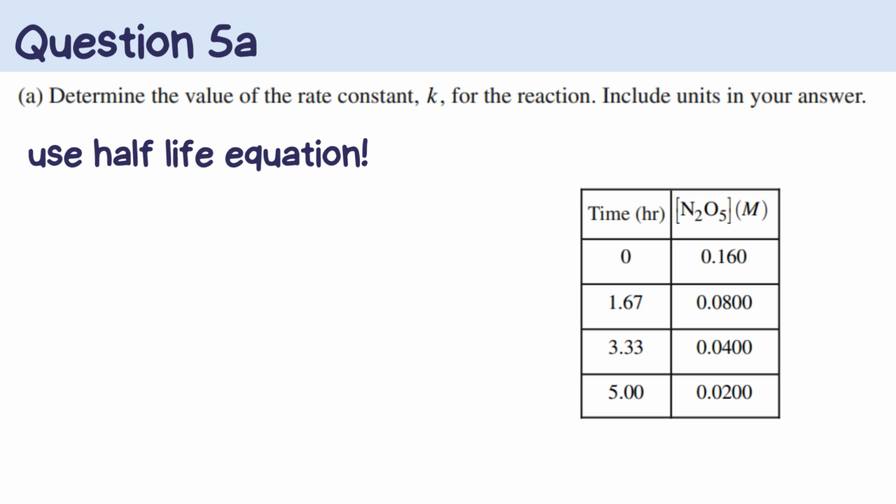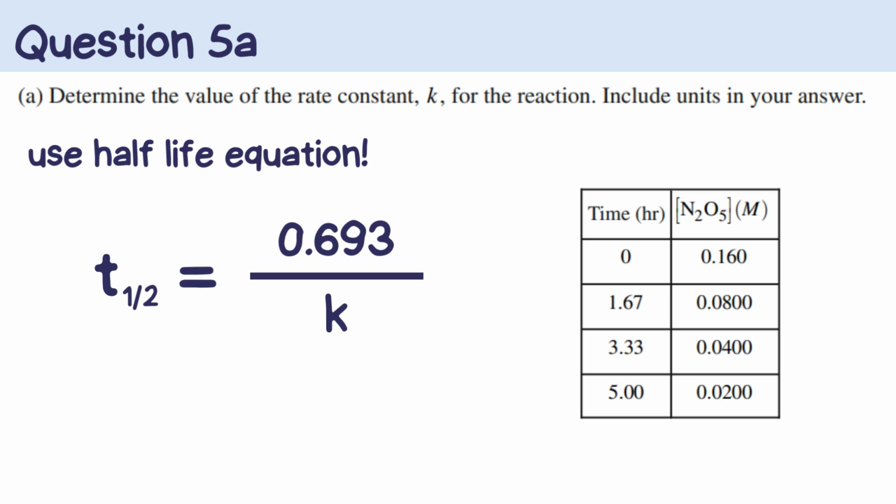So it's going to be T sub 1/2, the time it takes for the concentration to decrease by half, and that equals 0.693 over k, the rate constant, which is exactly what we're looking for. Now, if you look at the table, you'll notice that on the right-hand side, the 0.160 is double the 0.0800, and it keeps decreasing by half each time.